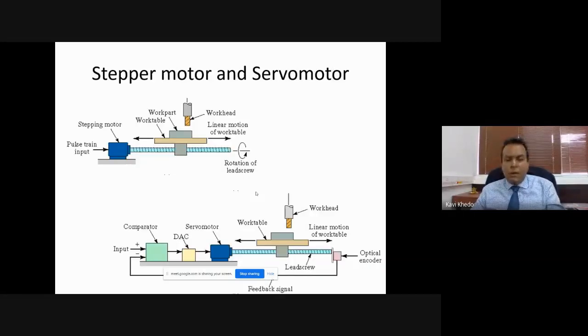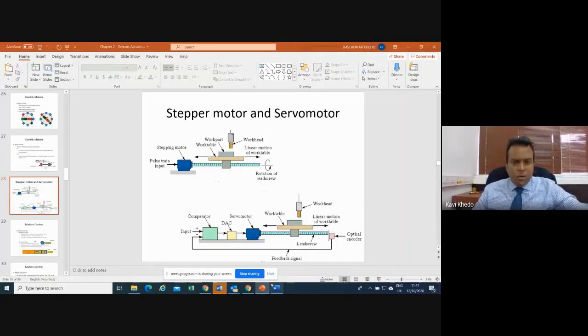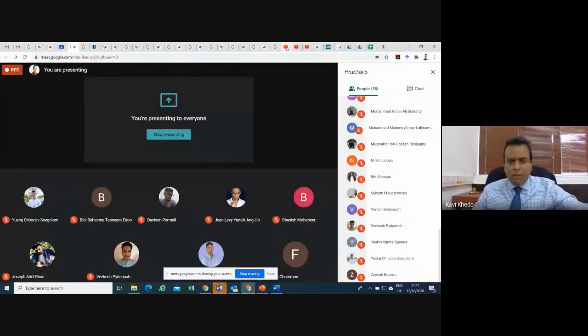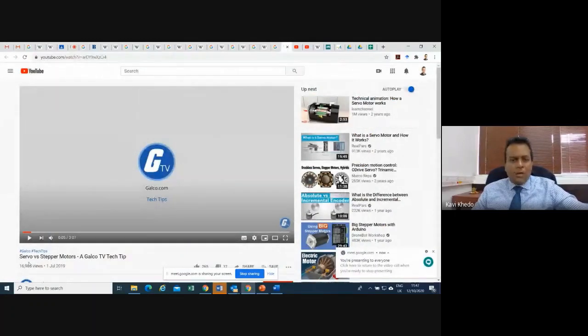This is in terms of diagram, you see here, this is a stepper motor turning something by a particular angle, say rotation of the lead screw, a particular movement, whereas here, this is a servo motor, again turning at a particular angle, but in a rotation movement. Let me show you a particular video on the difference between a servo and a stepper motor. Have a look at this.